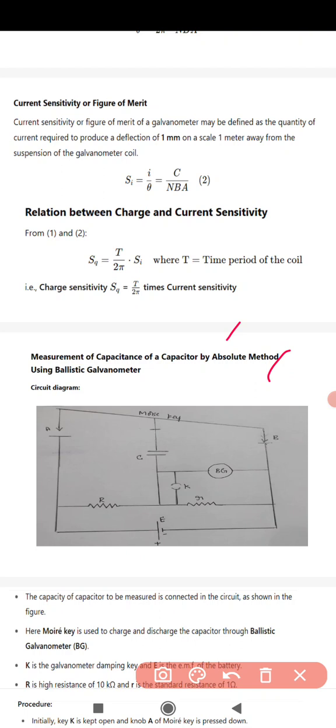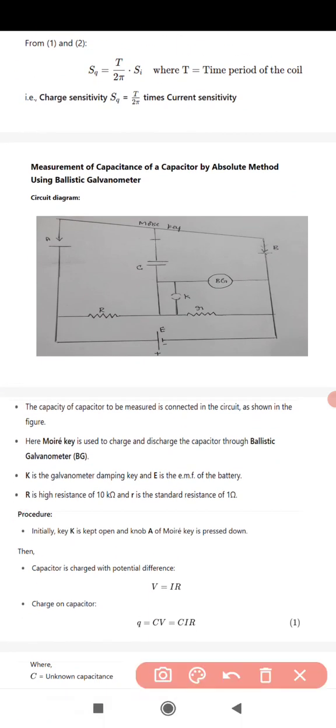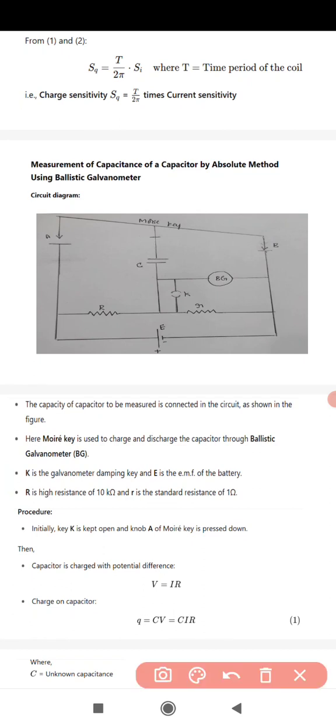ballistic galvanometer. Now we can see the circuit diagram for the capacitance determination. Here C is the capacitor, G is the ballistic galvanometer, K is the plug key, small r and capital R are resistances, and capital E is the applied EMF. This is the construction of the circuit diagram, which is used to measure the capacity of the capacitor as shown in the figure.